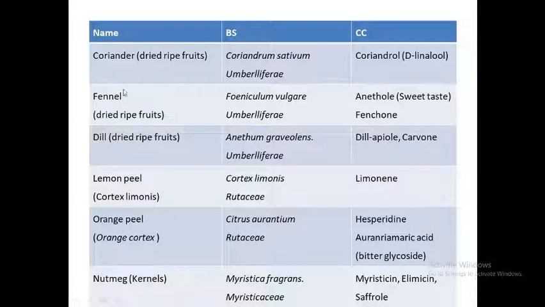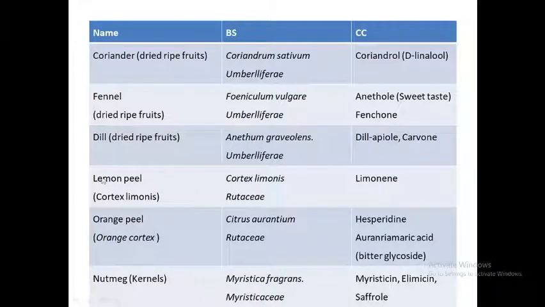Then fennel. Fennel again, these are the ripe fruits of Foeniculum vulgare belonging to family Umbelliferae. It consists of anethole, which is responsible for the sweet taste of fennel seeds, and fenchone is the second chemical constituent. Then dill. Dill are again dried ripe fruits of Anethum graveolens belonging to family Umbelliferae, which consist of dill apiole as well as carvone as chemical constituents.